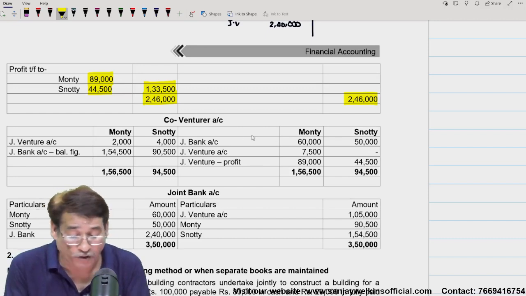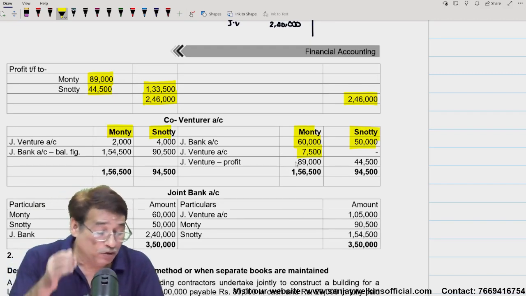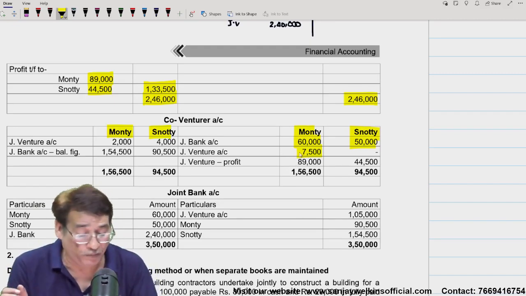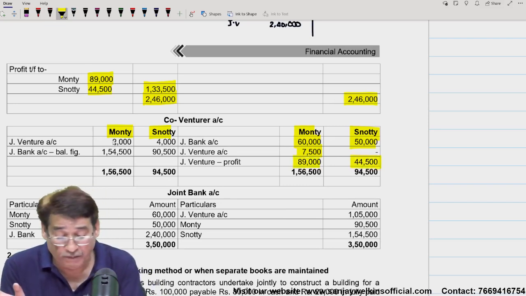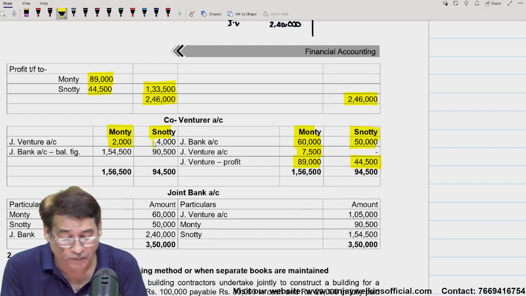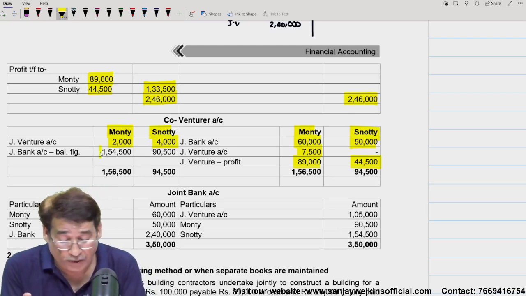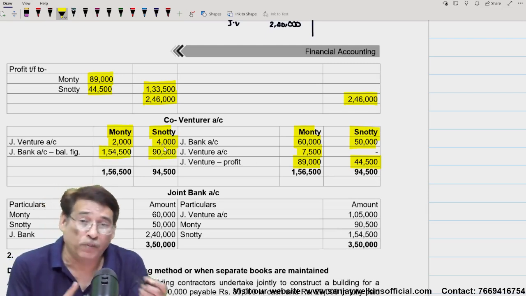So in the co-venturer account, we have written by joint bank their contribution. By joint venture, Monty has supplied some material, if you remember, and then their share of profit. On the debit side, Monty has taken over 2,000 worth of cement bales, and Snooty has taken over some plant. So whatever balancing figure will be there, that will be paid to them.